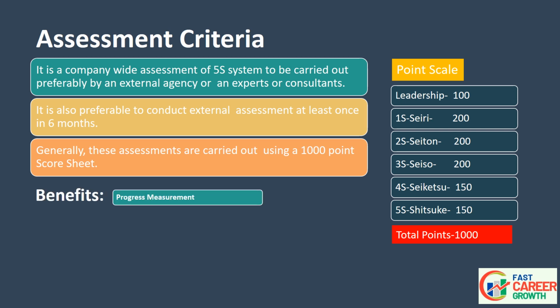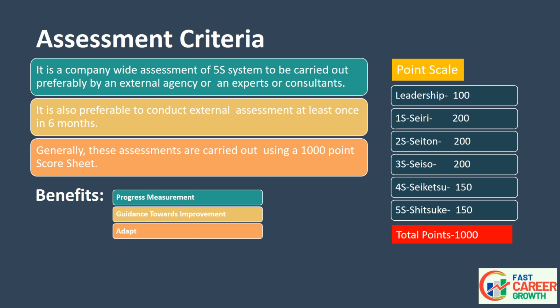Assessments provide a structured way to measure the organization's progress through the stages of 5S implementation: sorting, setting in order, shining, standardizing, and sustaining. Guidance towards improvement. By identifying areas of strength and opportunities for improvement, assessments guide organizations in refining their 5S practices. This continuous improvement cycle contributes to a more organized and efficient workplace.